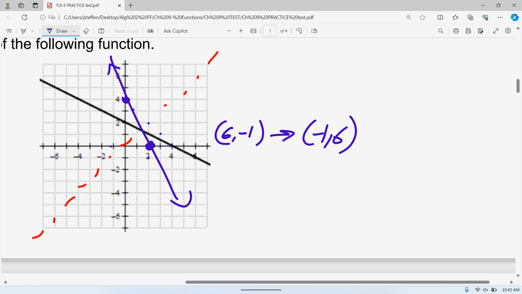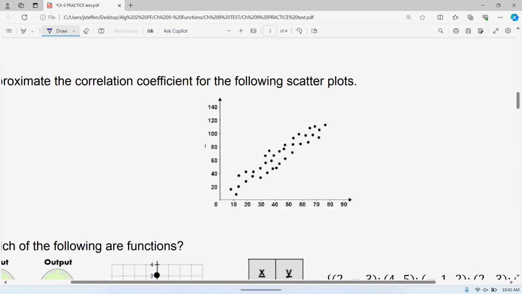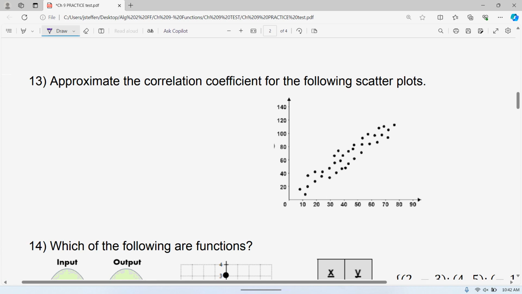Let's zoom back out here. Now the next one, approximate the correlation coefficient. That is R is equal to. Obviously, it's a pretty strong correlation. They're not like all over the place, and it is positive, so I know my R is going to be positive. This one I would say like maybe 0.9 or 0.8.